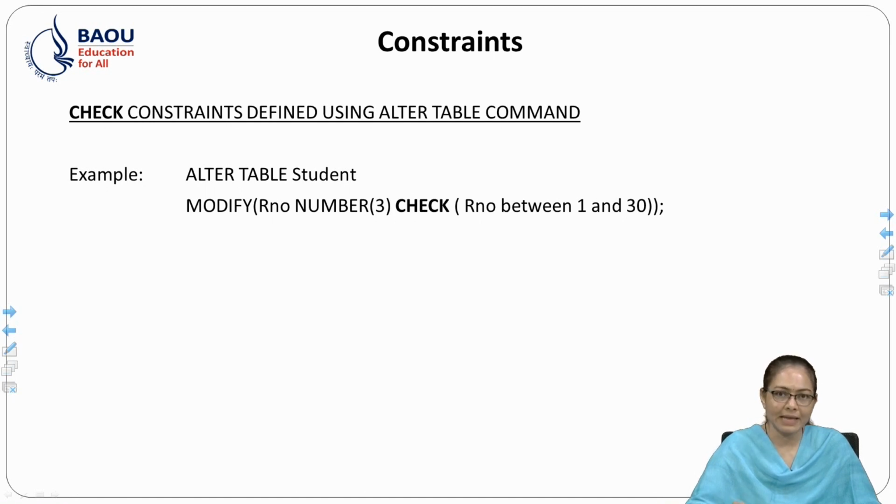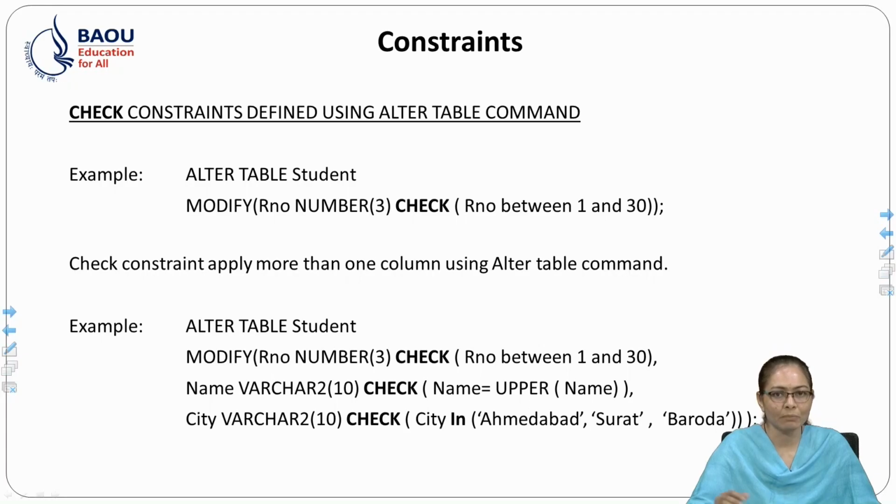After the table exists, the check constraint can be applied on more than one column using the alter table command. For example, alter table student, modify in the bracket roll number, number 3. Then we declare the check constraint, check roll number between 1 and 30. So, it will accept numbers 1 to 30 in the roll number column. Then we define capital letters in the name column, so we define the check constraint on the name column.